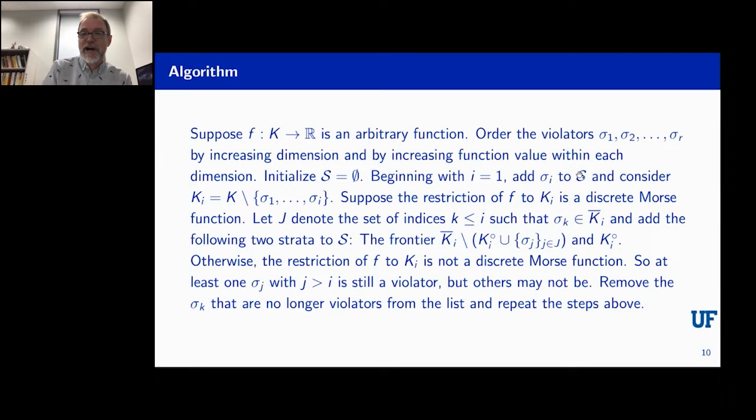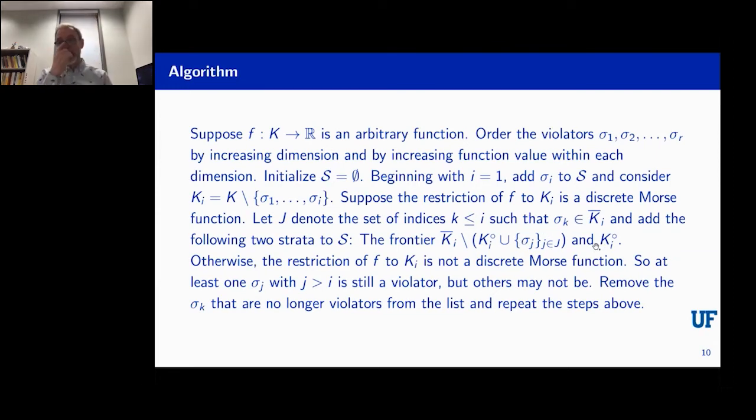I've already thrown sigma I, so say sigma 1, into the stratum. And now if, say, K throw away that first simplex was a discrete Morse function, well, now I have to create more strata. Now, the thing is, your complex throw away the violators that you've gotten through so far might not satisfy the condition of the frontier. Okay, so we always have to make sure that happens. So we add the following two strata. We take the frontier, which is you close up Ki, and then you throw away its interior plus those violators that live inside of the closure. Okay, and then you add the interior.